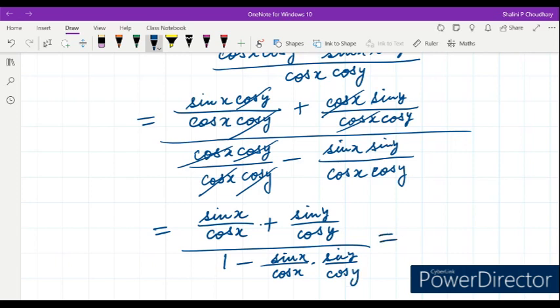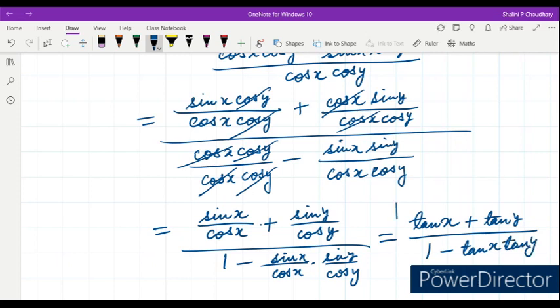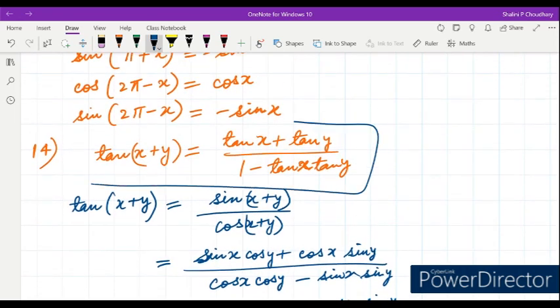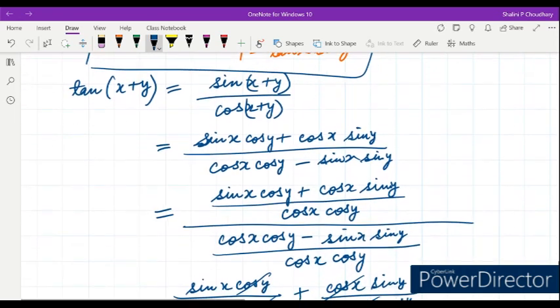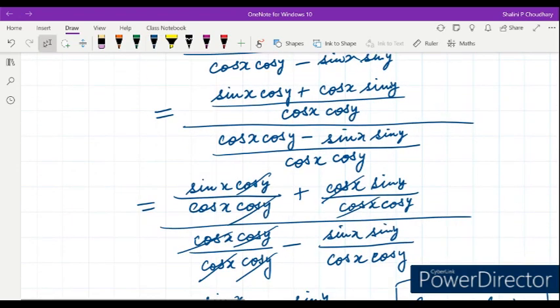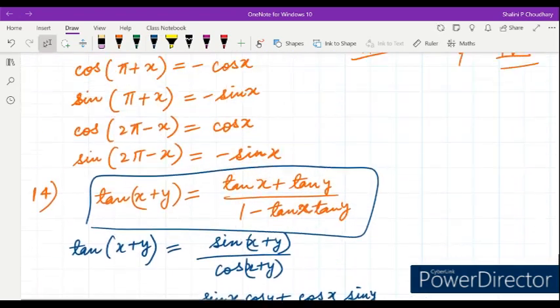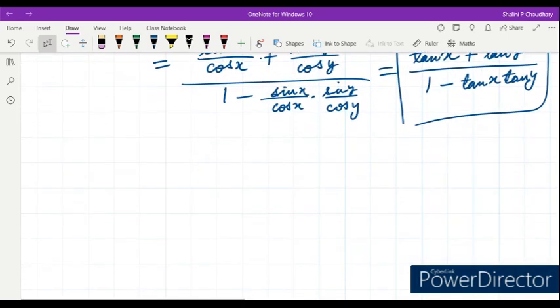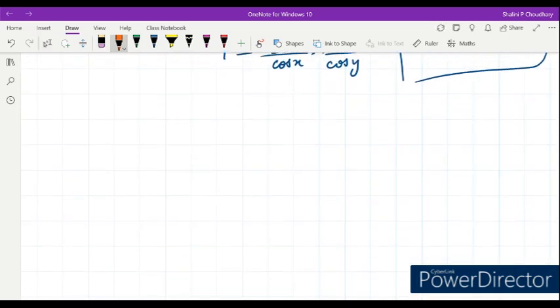So sin x upon cos x will be tan x plus sin y upon cos y will be tan y divided by 1 minus sin x upon cos x will be tan x multiplied by tan y. Now see, is the formula same what we got? See this. Okay, so this was the derivation for this one. Now this was 14th. Now we'll do another one, and the next formula we'll write 15.